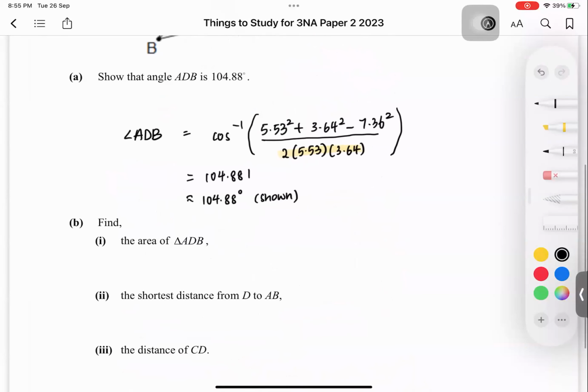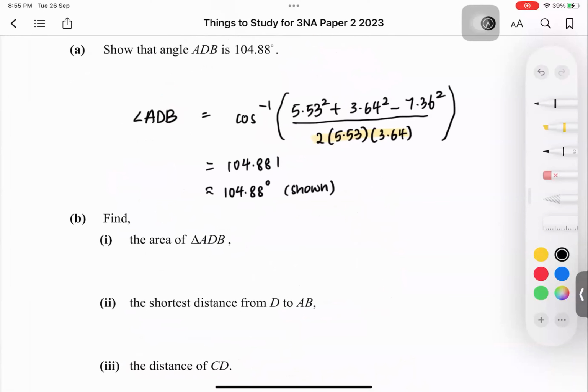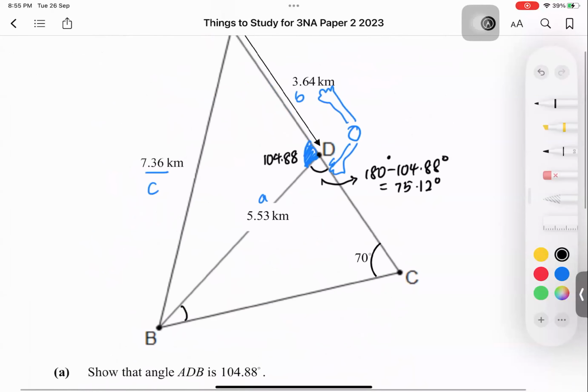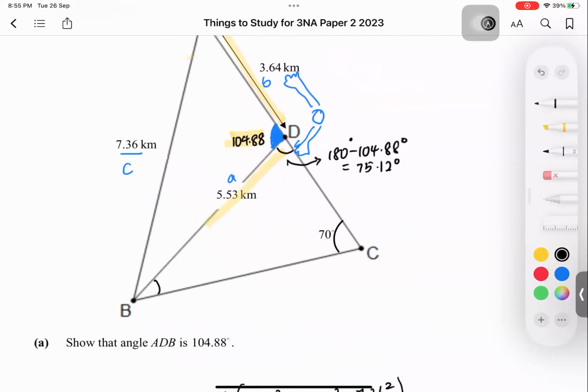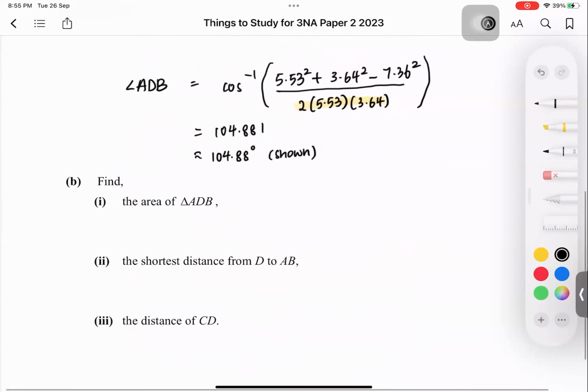Okay, now the question says find the area of triangle ADB. Area of triangle, half AB sine C. Start with the angle. So your angle is this one, right? Then where are the two sides? The two sides beside it is this one. So half times 3.64, 5.53, area.